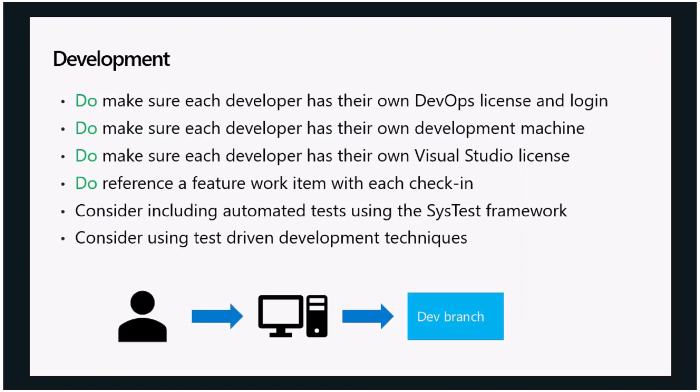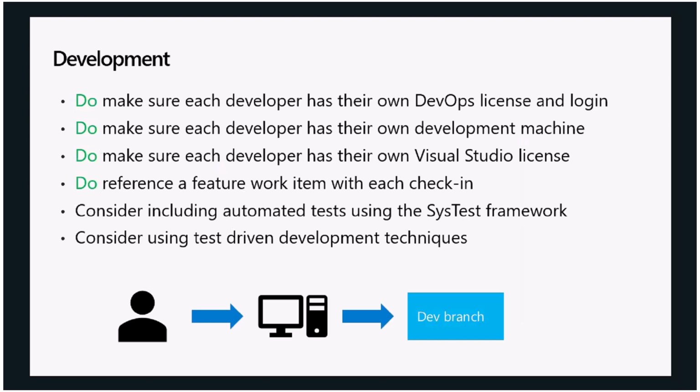Do make sure that each developer has their own DevOps license and login. That's that basic subscription that we talked about. Do make sure that they have their own development machine. It's because of those mappings on the previous slide that are mapped to the packages folder. Two people cannot share a development machine, at least not at the same time or not easily.